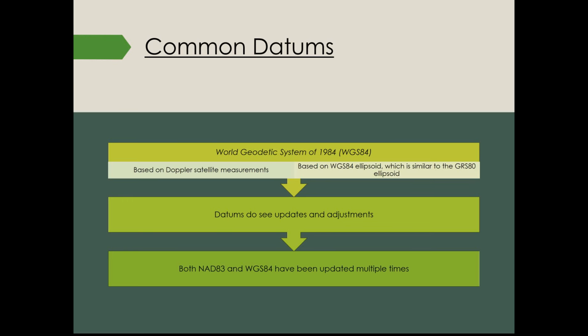Datums are not static, and we often see updates and adjustments throughout time. In fact, both NAD83 and WGS-84 have been updated multiple times. Therefore, it's very important to read the documentation of the datasets that you're using in your GIS to determine exactly which datum was used to determine locations.